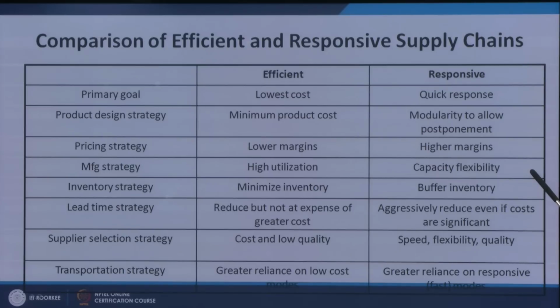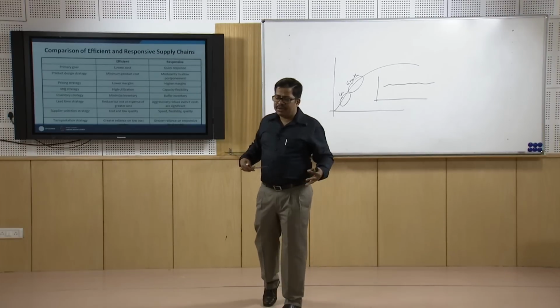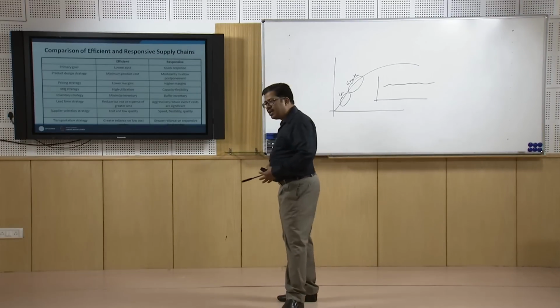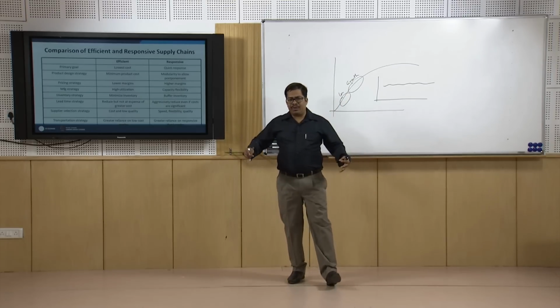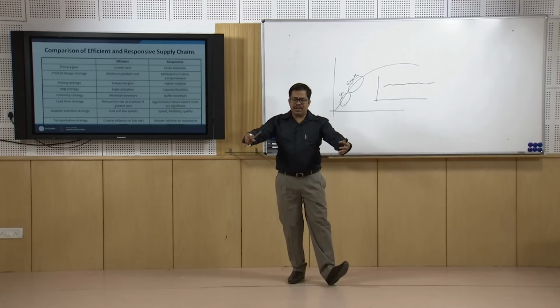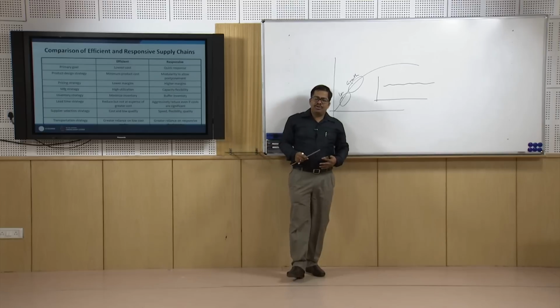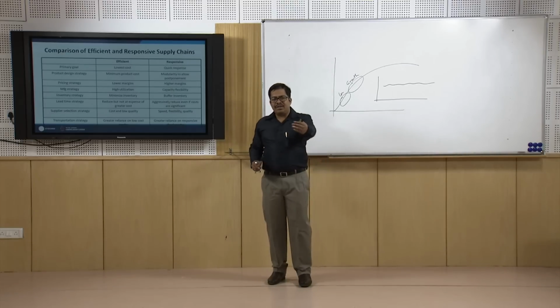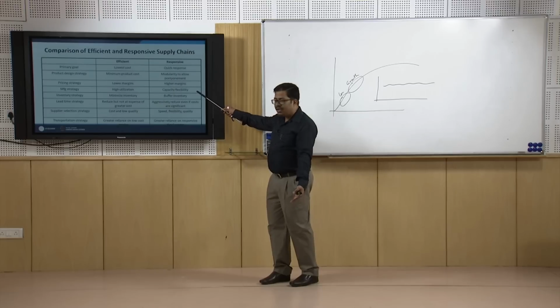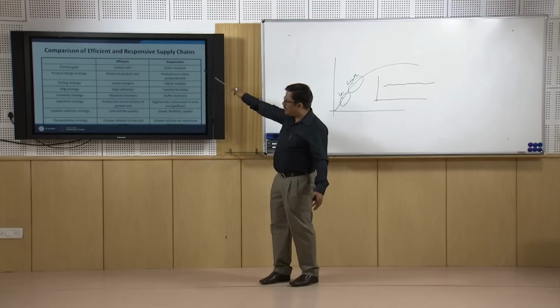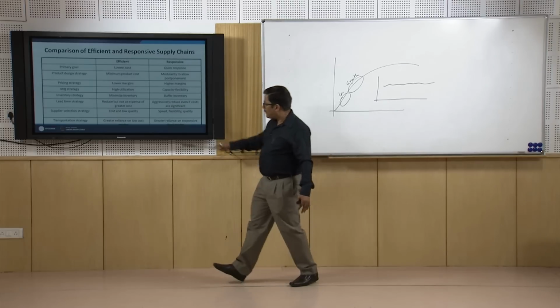On the other hand, in case of responsiveness, we look for flexibility, that is, how we can use our capacity in a more flexible manner. If more quantities are required, you use more capacity. If fewer quantities are required, you should be able to use less capacity of your entire production system. So for capacity utilization, you want a flexible system in case of responsiveness.